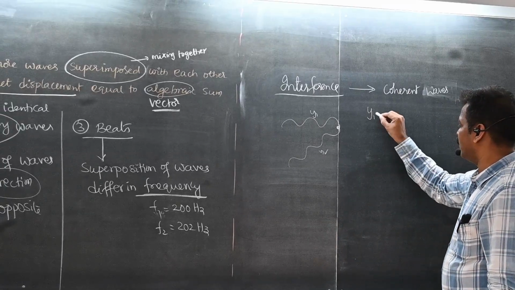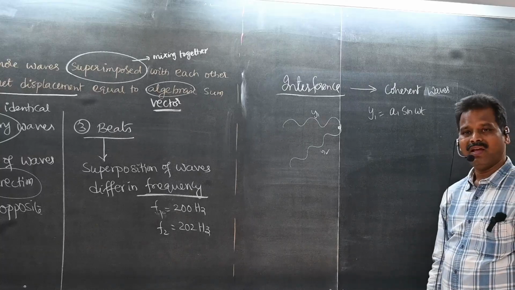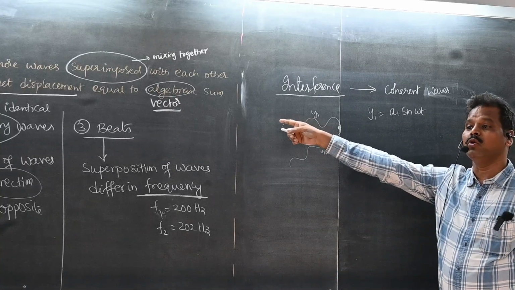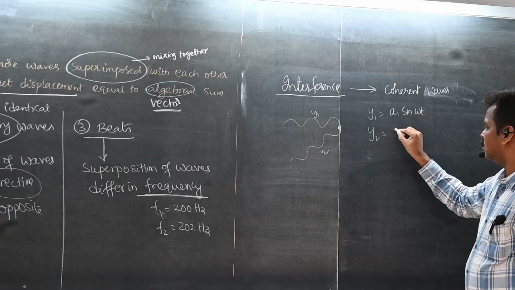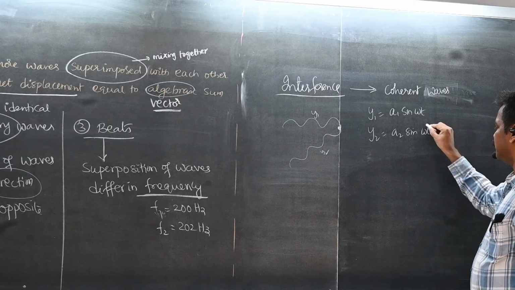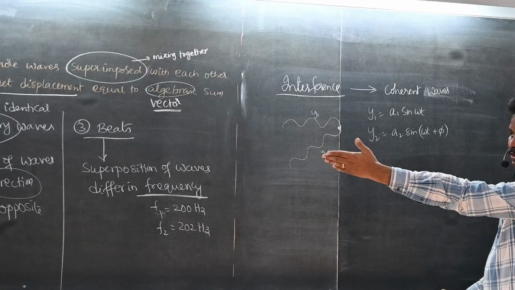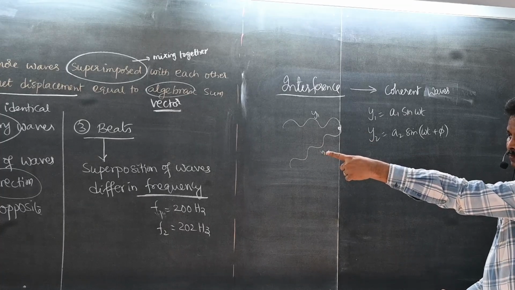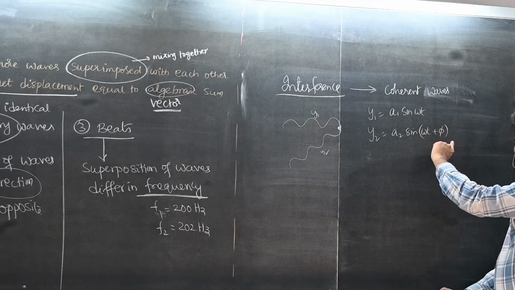Now, say y1 is equal to a1 sin omega t. I am not writing that kx where x is equal to 0. I am taking the equation of the source. At the source x is equal to 0. So what is y2? a2 sin omega t plus phi. Slightly different phase. So see the first statement. What is the statement? Interference of waves takes place due to the superposition of waves differing in phase. Is there any phase change or not?